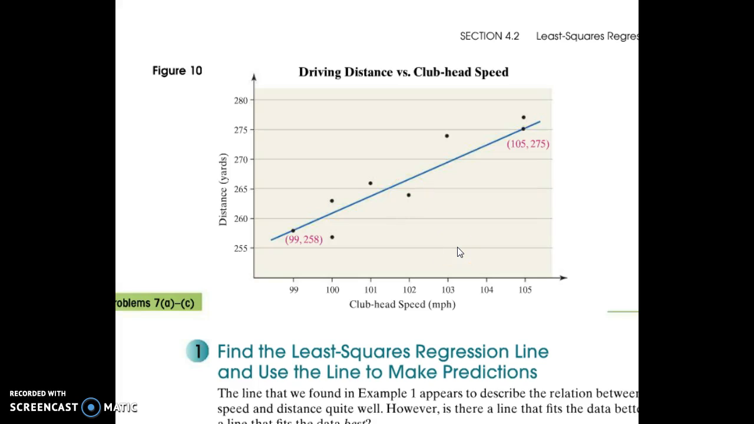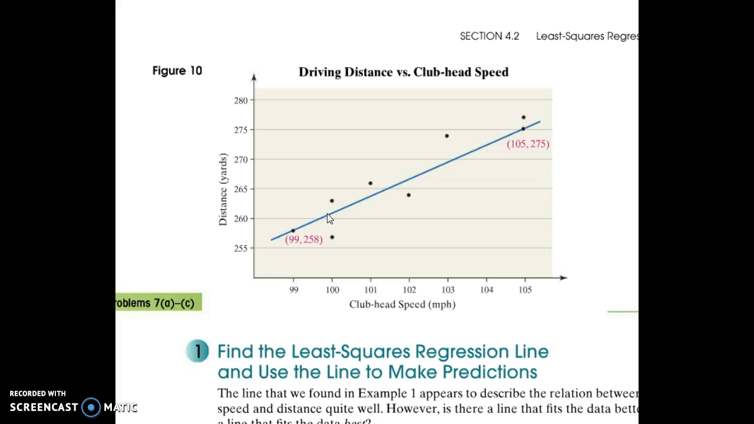And then what you do with that line is you're able to make predictions. So for example, if I went out and swung the club head at 104 miles per hour, I could look at the line and make a prediction of how far my golf ball would go. If I swung it at just 100 miles per hour, I'd go to the line where X is 100 and see what the Y value is and have a prediction of how far my ball would go. So that is the purpose of getting this least squares regression line, is we're trying to map out the relationship between X and Y, and it'll allow us to make predictions.